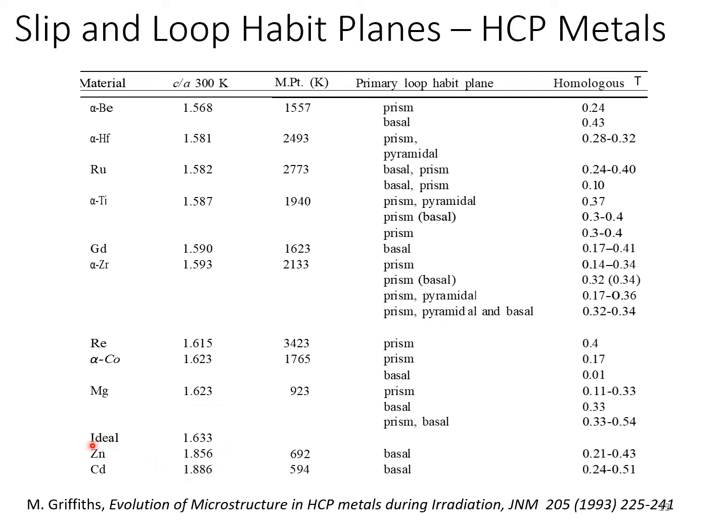But ideal packing here is the ratio of C to A if you make up the crystal structure from spherical balls and close pack it; that's the ideal packing arrangement. That's root 8/3. Magnesium is the closest to ideal, 1.623. But what you see is that as you drop below ideal, the prism planes start to become more predominant in terms of activity.